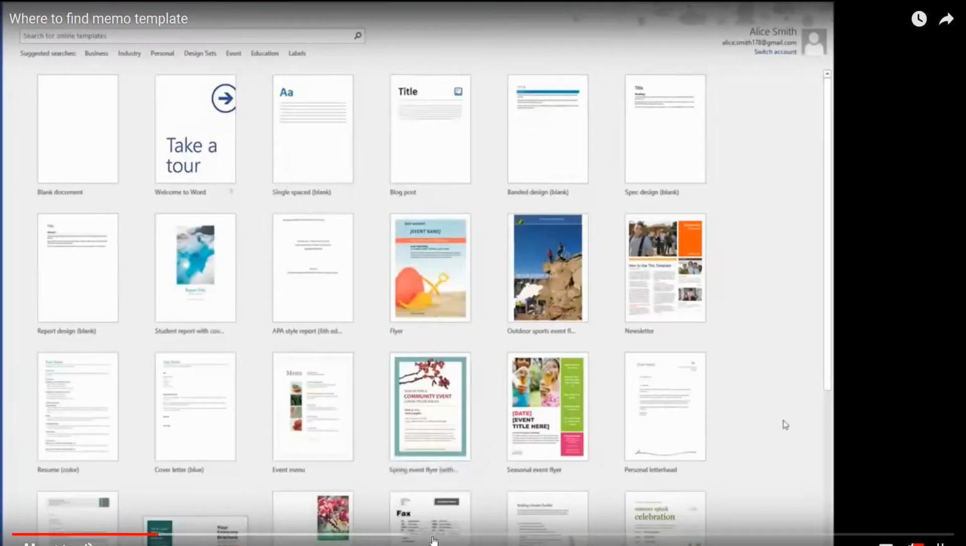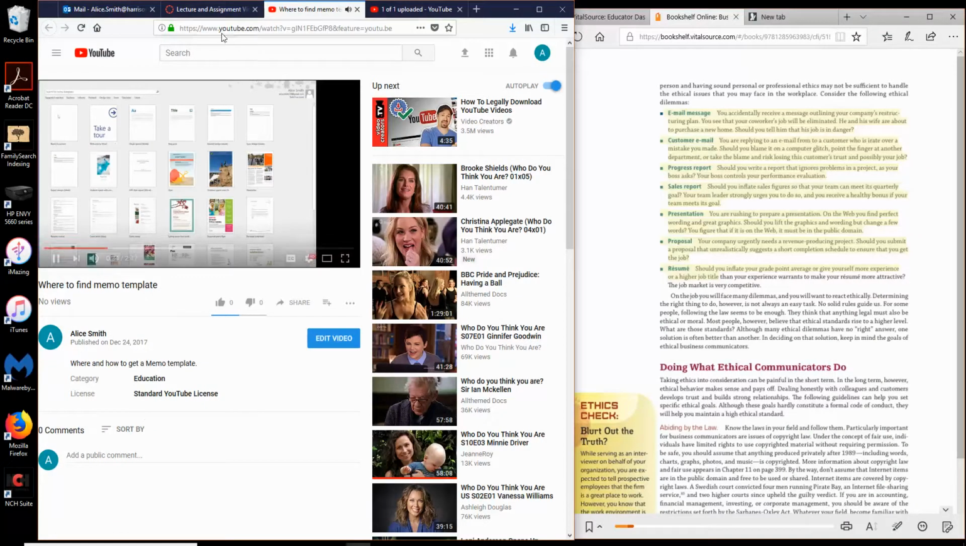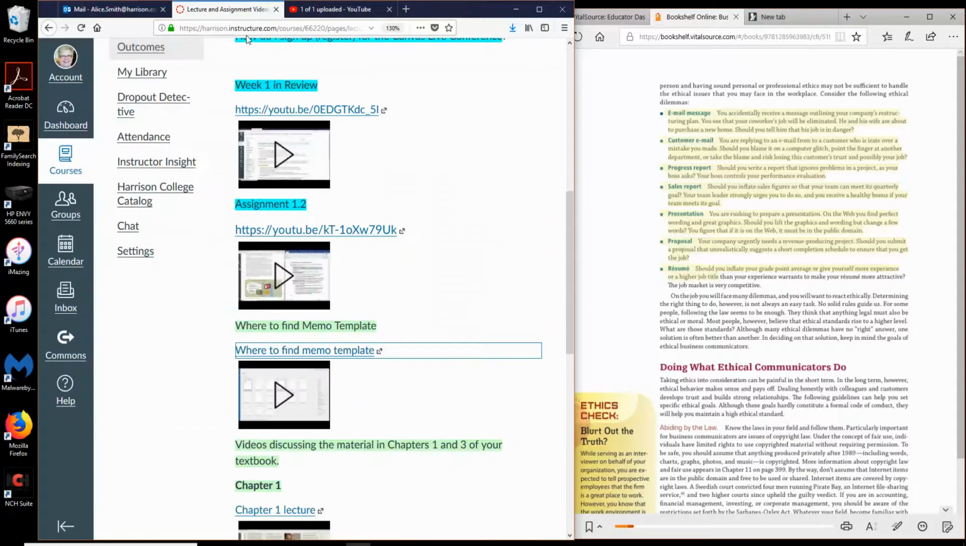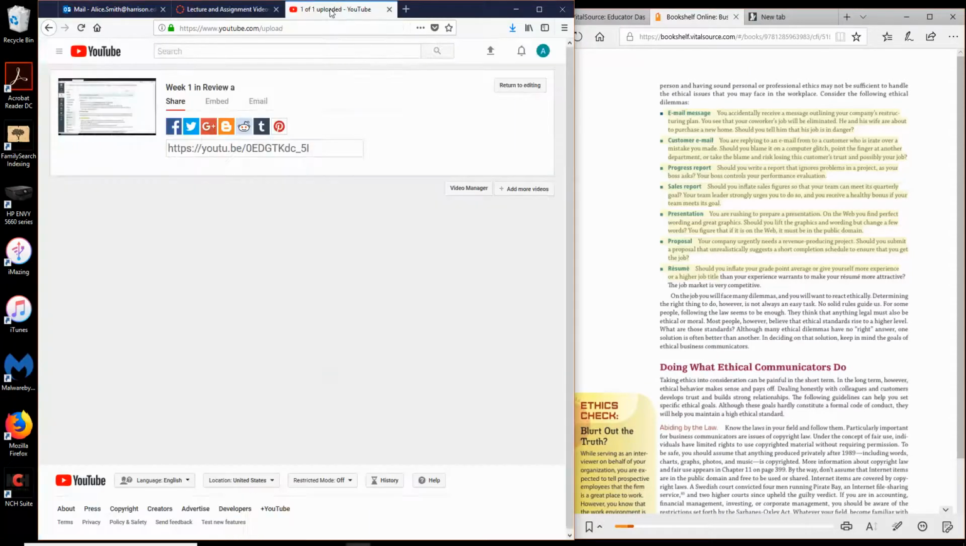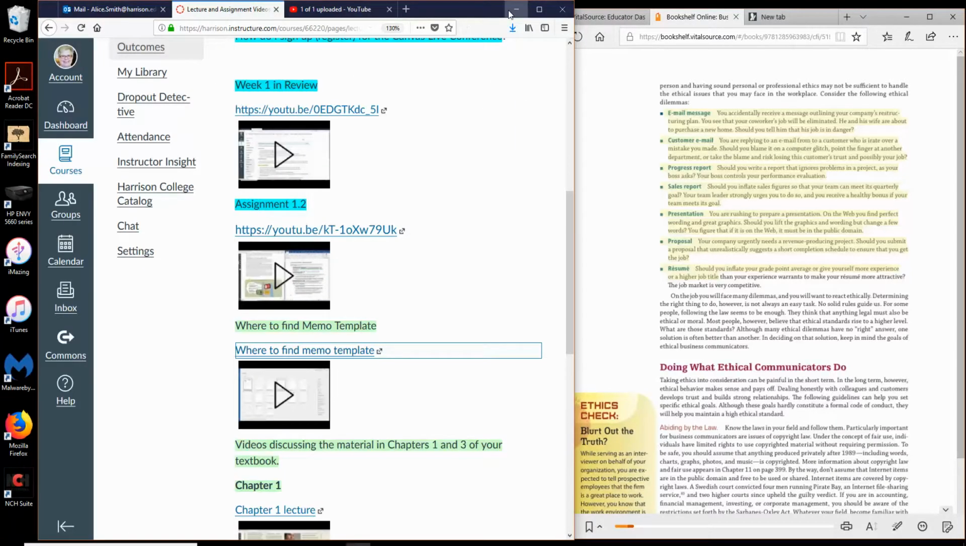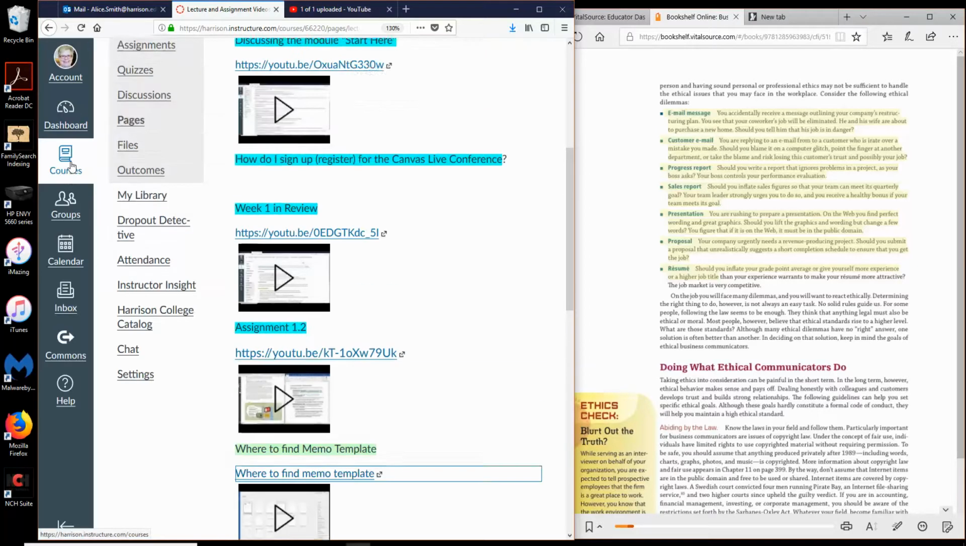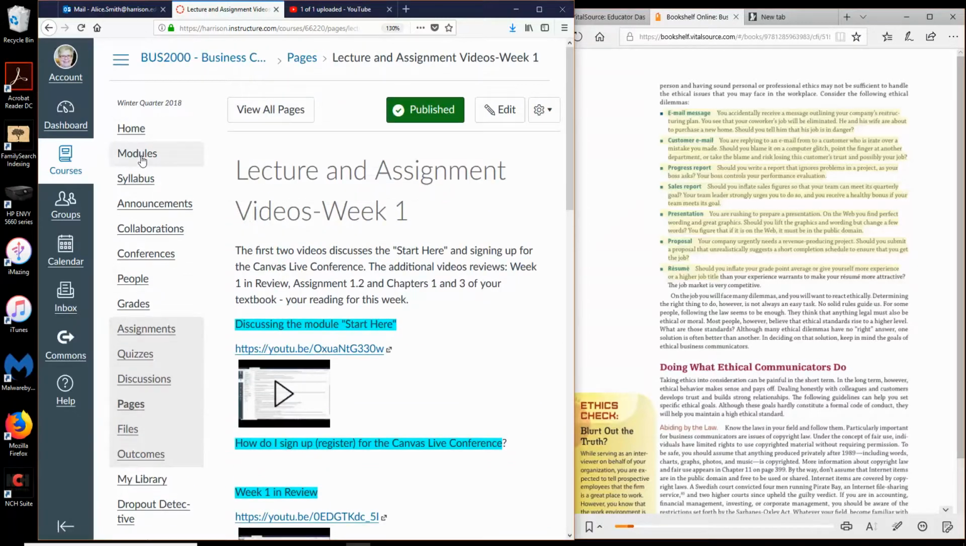So okay, I wanted to show you how to find a memo. I'm in Microsoft Word. I was going to start a new Word document here. And instead of clicking here for, okay, so that's where you find the memo. Let me get back to where I was.